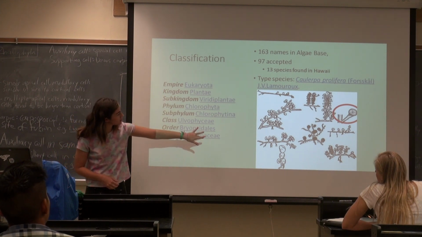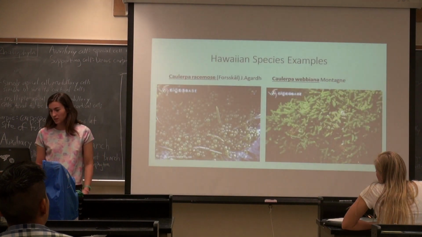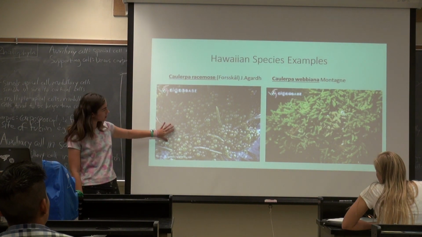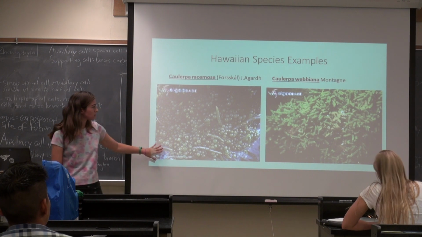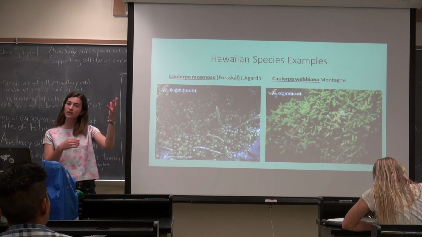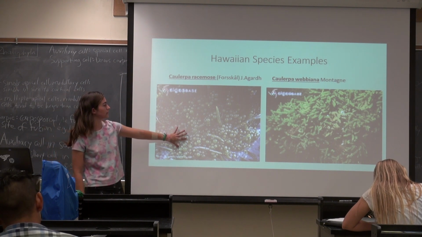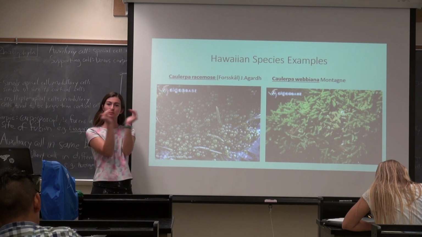And just a picture here, there's a lot of diversity in the shape of the algae. So a couple of the Hawaiian species, we have Caulerpa racemosa as well as Caulerpa webbiana. So these ones are not so branch-like, so they're a little bit smaller, closer to the ground. This racemosa can be either round or it can have kind of a cup shape.